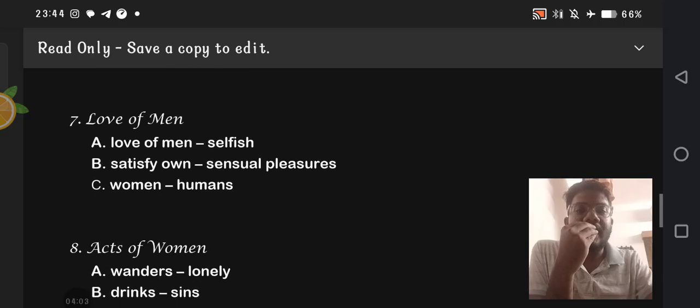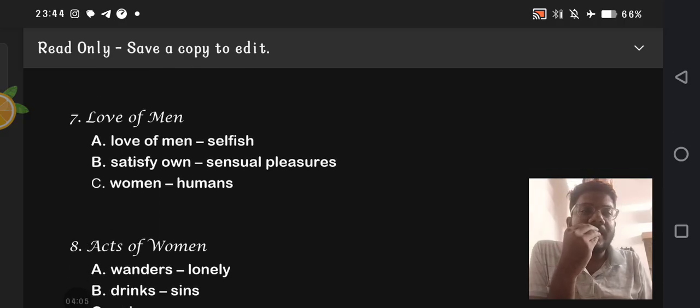Then, love of men. So, Kamala Das speaks about the love of men on women. So, she categorizes the love of men as being selfish, who decide to satisfy their own sensual pleasures, failing to understand that women too are human beings, they too have feelings, they have all sorts of same sort of desires, joys, and sorrows.